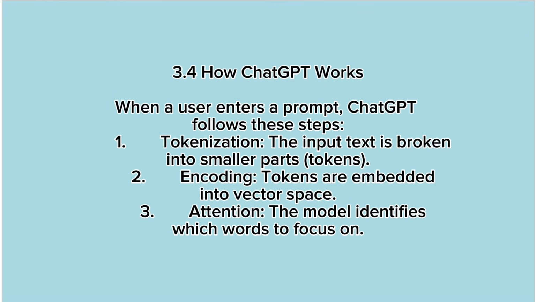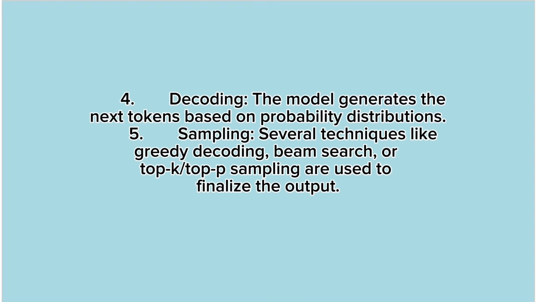3.4 How Chat works. When a user enters a prompt, Chat follows these steps. 1. Tokenization. The input text is broken into smaller parts, tokens. 2. Encoding. Tokens are embedded into vector space. 3. Attention. The model identifies which words to focus on. 4. Decoding. The model generates the next tokens based on probability distributions.